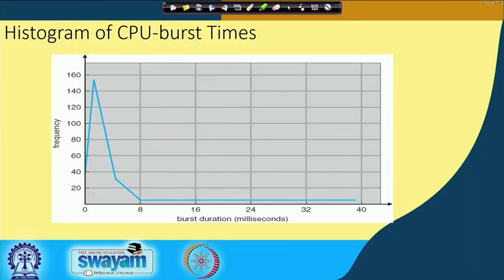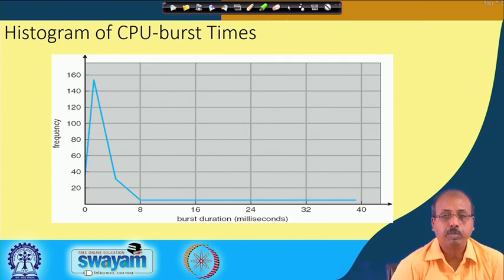Next we will be looking into a diagram. Like I was telling in the last class, this CPU burst size is a concern. If you do a statistical study about the sizes of these CPU bursts, you can see how many CPU bursts are of what size.